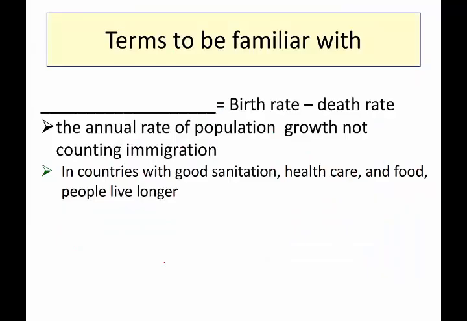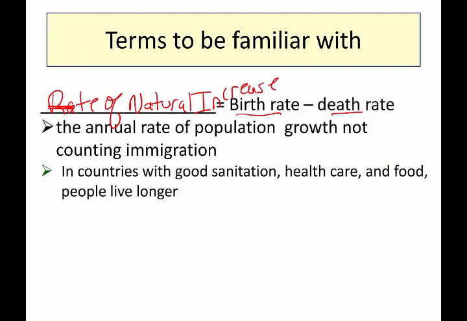Now, in order to understand how populations increase or decrease, we have to be familiar with a couple of terms. The first term I'm going to mention simply means the birth rate minus the death rate, and this is called the rate of natural increase. Birth rate minus death rate. Now the rate of population growth, by the way, does not count immigration. And generally in countries with good sanitation, good health care, and food, people live longer.